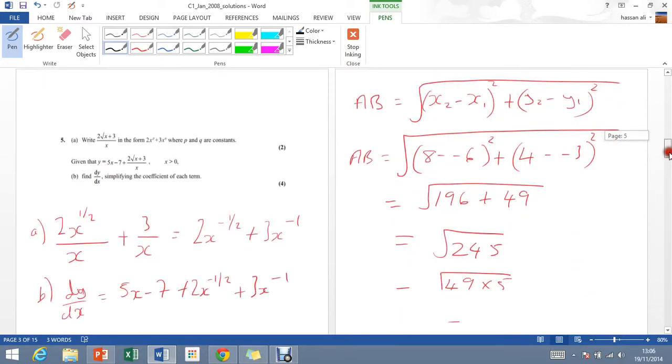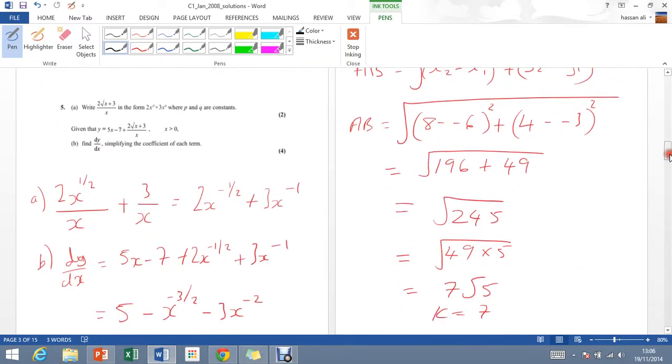Okay, number 5 is asking you to write the formats of p and q, where p and q are constants. Remember, it's indices questions again. So root x can be written as x to the power of a half. Because all of it is being divided by x, I can split them up. So 2x to the power of a half over x plus 3 over x.